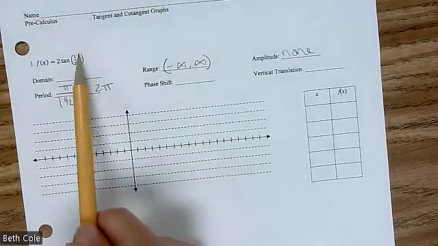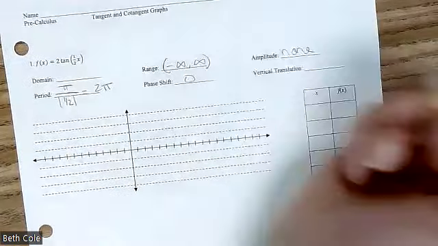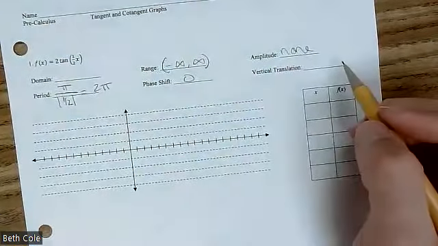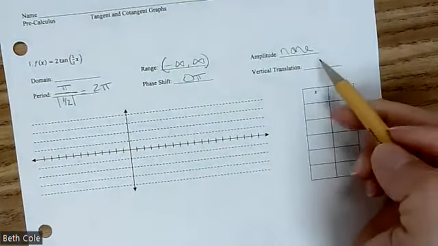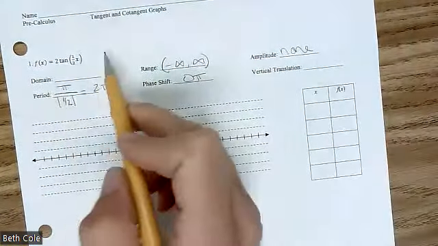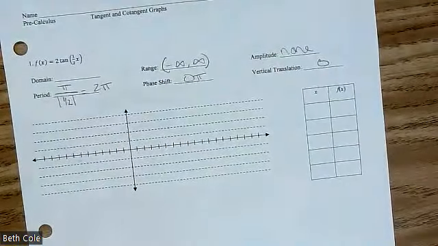Phase shift is your left or right. Do you see anything added or subtracted in there? No. So 0 or none. And in fact, I'm going to put 0 pi, so I remember to put the pi in there. And then vertical translation is up or down. Do you see anything added or subtracted out there? No. So you can say 0 or none.